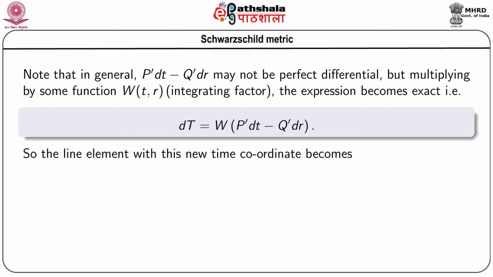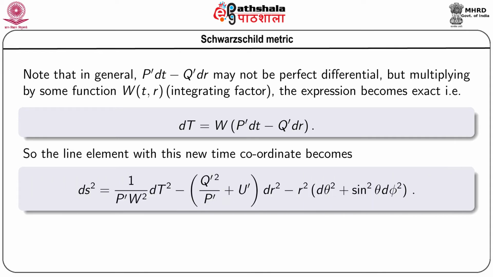So, the line element with this new time coordinate, so capital T becomes a new time coordinate, and the line element will take with the new time coordinate this form: 1 by p dash W square, dT square, minus in the first bracket q dash square by p dash plus u dash, dr square, minus r square, d theta square plus sin square theta d phi square.